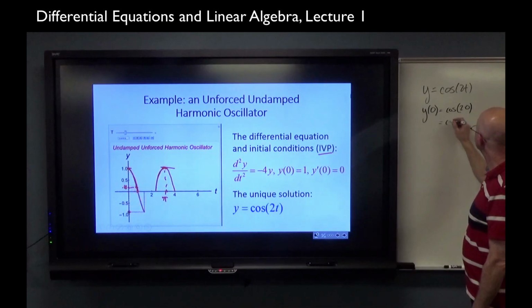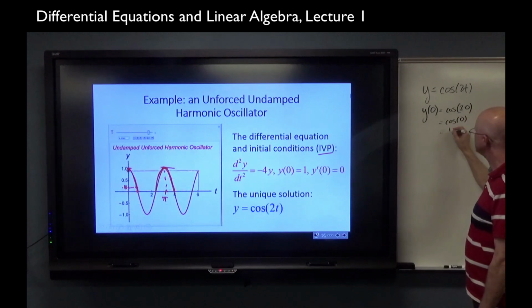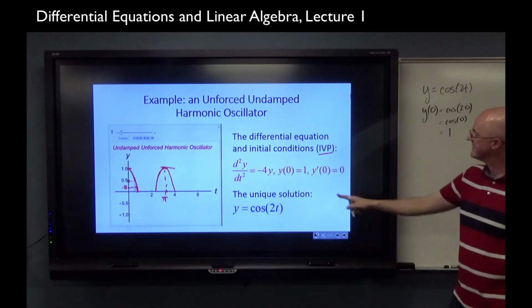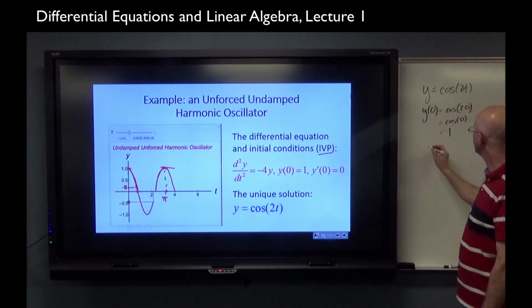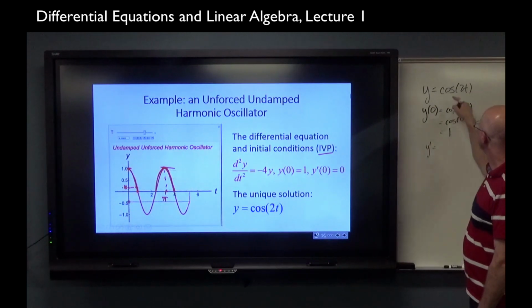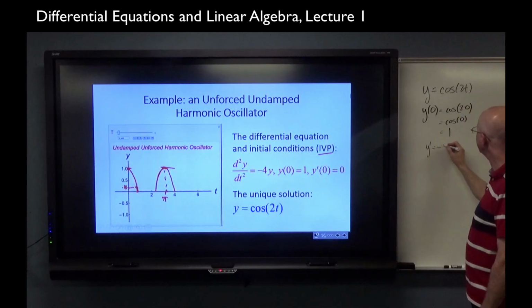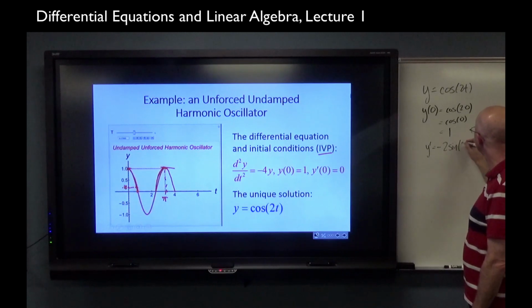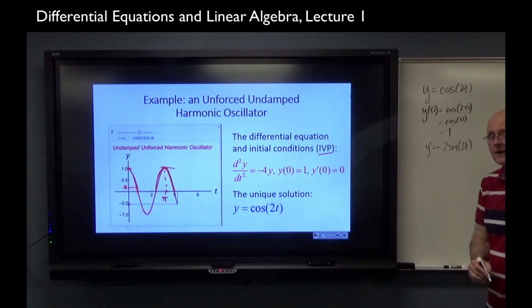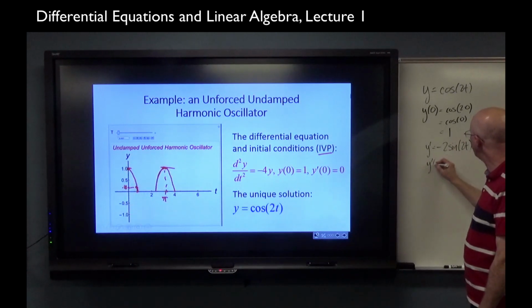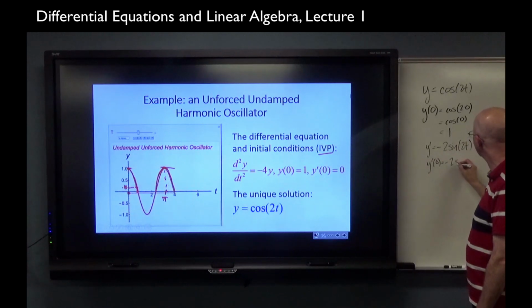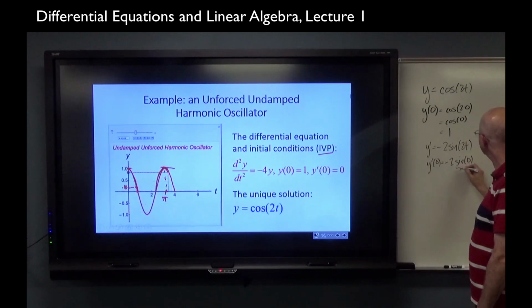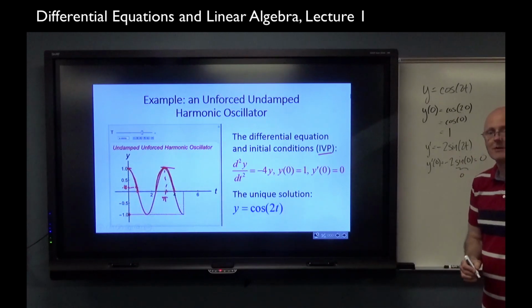Y of 0 is cosine of 0, and cosine of 0 is indeed 1. So we satisfy this initial condition. What's y prime? The derivative of cosine of 2t will be negative 2 sine 2t. Right? Chain rule there. What's y prime of 0? That would be negative 2 sine of 0. But sine of 0 is 0. We satisfy the initial condition as well.